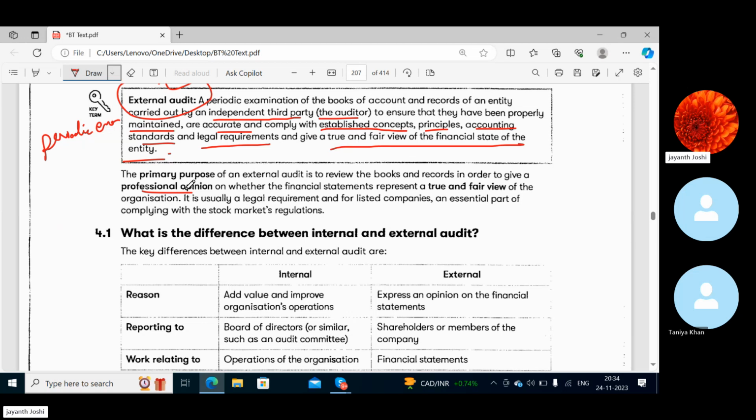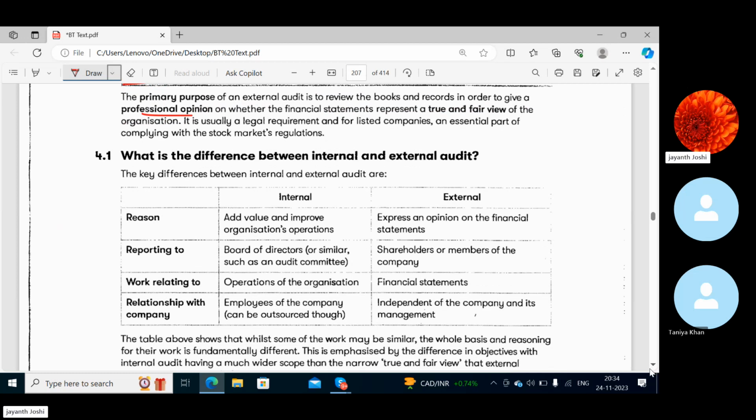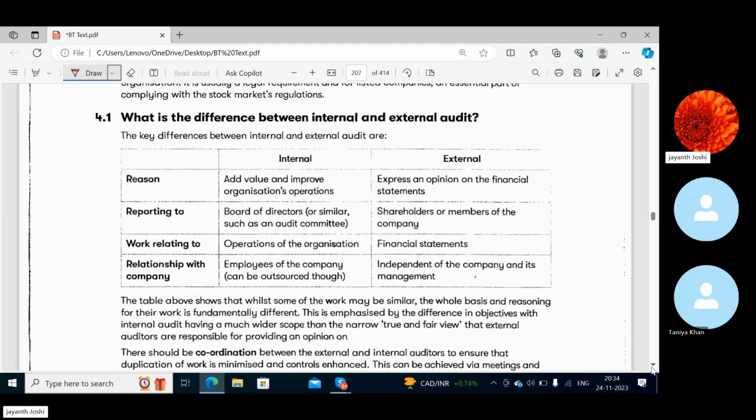It is usually a legal requirement, and for listed companies, an essential part of complying with stock market regulations. So every listed company has to get its statements audited because that is what the regulator wants. A lot of outsiders' money, the shareholders' money, is involved in the company. Hence, the shareholders would definitely like to know the performance of the company at the end of the year, and they want to know the true and fair view.